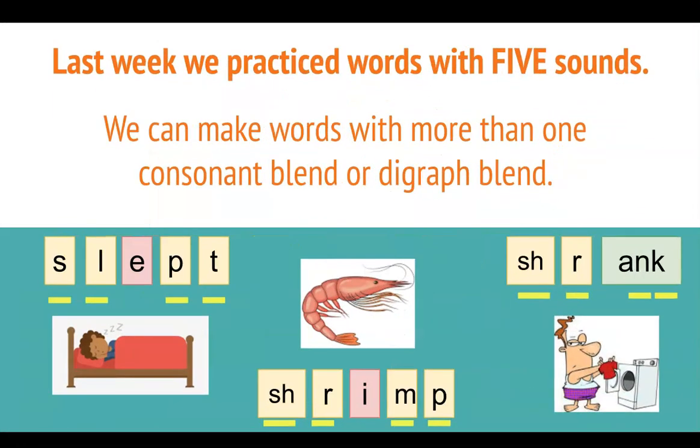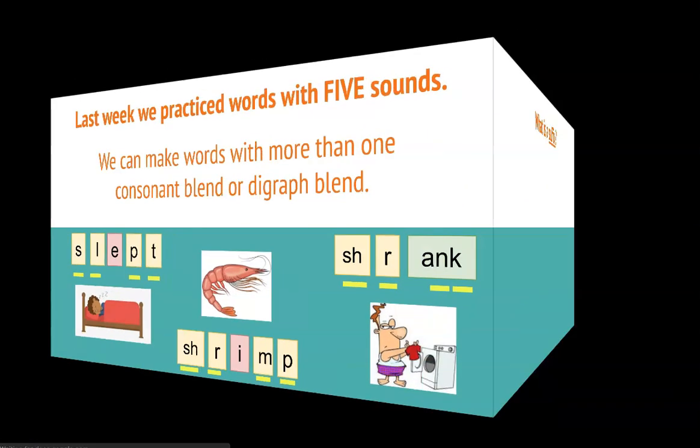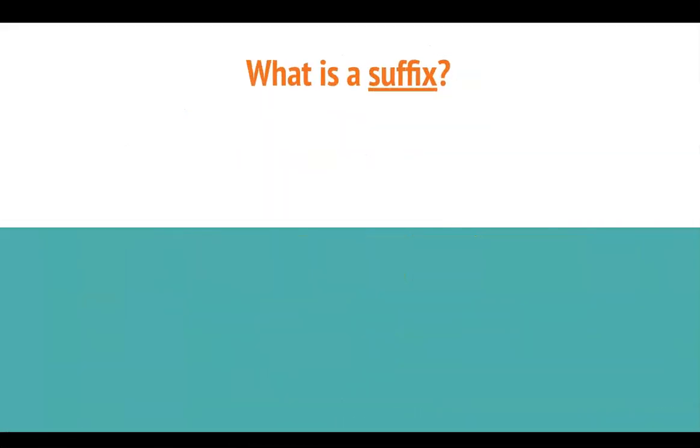Let's do some review. Last week, we practiced words with 5 sounds, which means they have more than one blend or digraph blend, like in the words slept, shrimp, and shrank. Remember, when you're tapping out words with more than 4 sounds, you can always go back to the beginning of your fingers to tap more sounds.